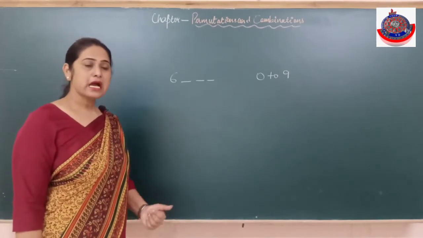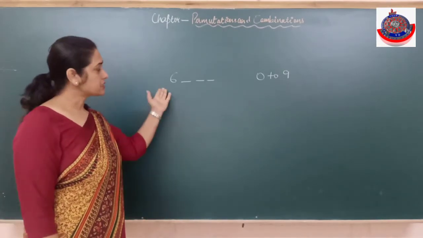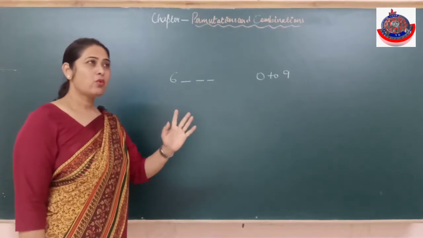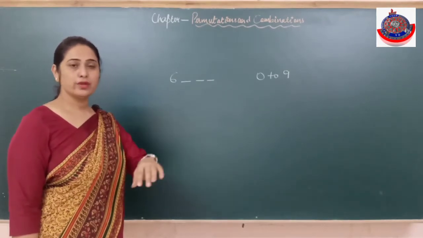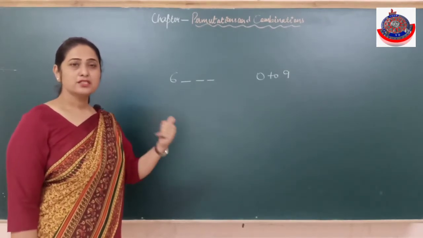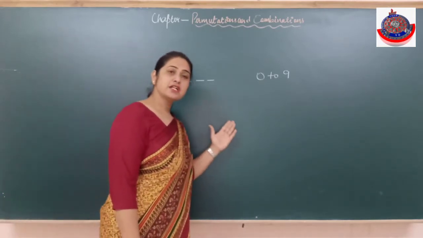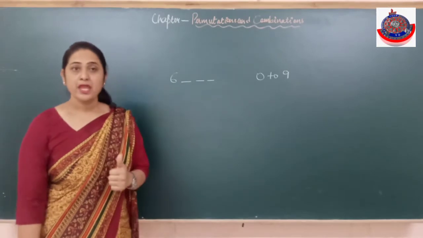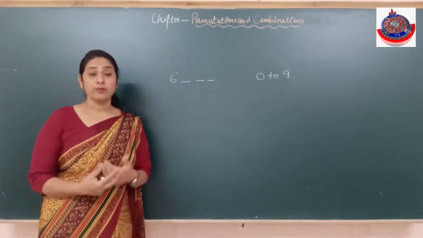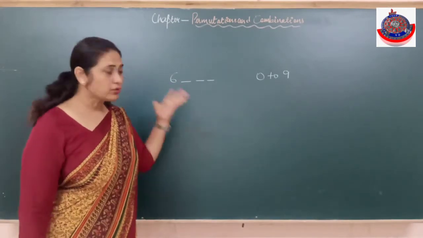So if I start thinking, okay, what can come with 6? 0, 1, 2, 0, 2, 3, 0, 5, 6, 0, 1, 6. So it is very difficult to think about it. It is very time consuming. Is it clear? So can you do that?